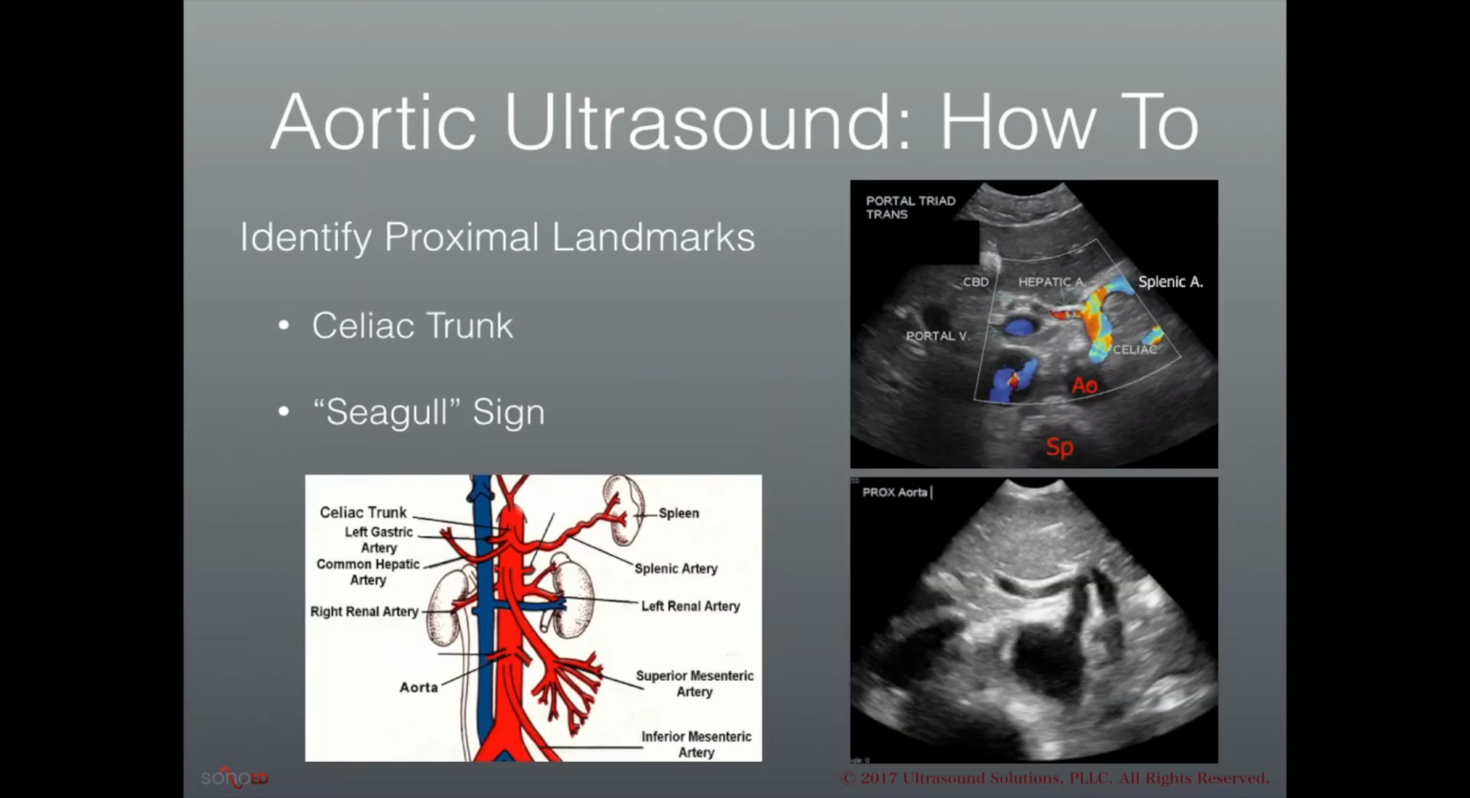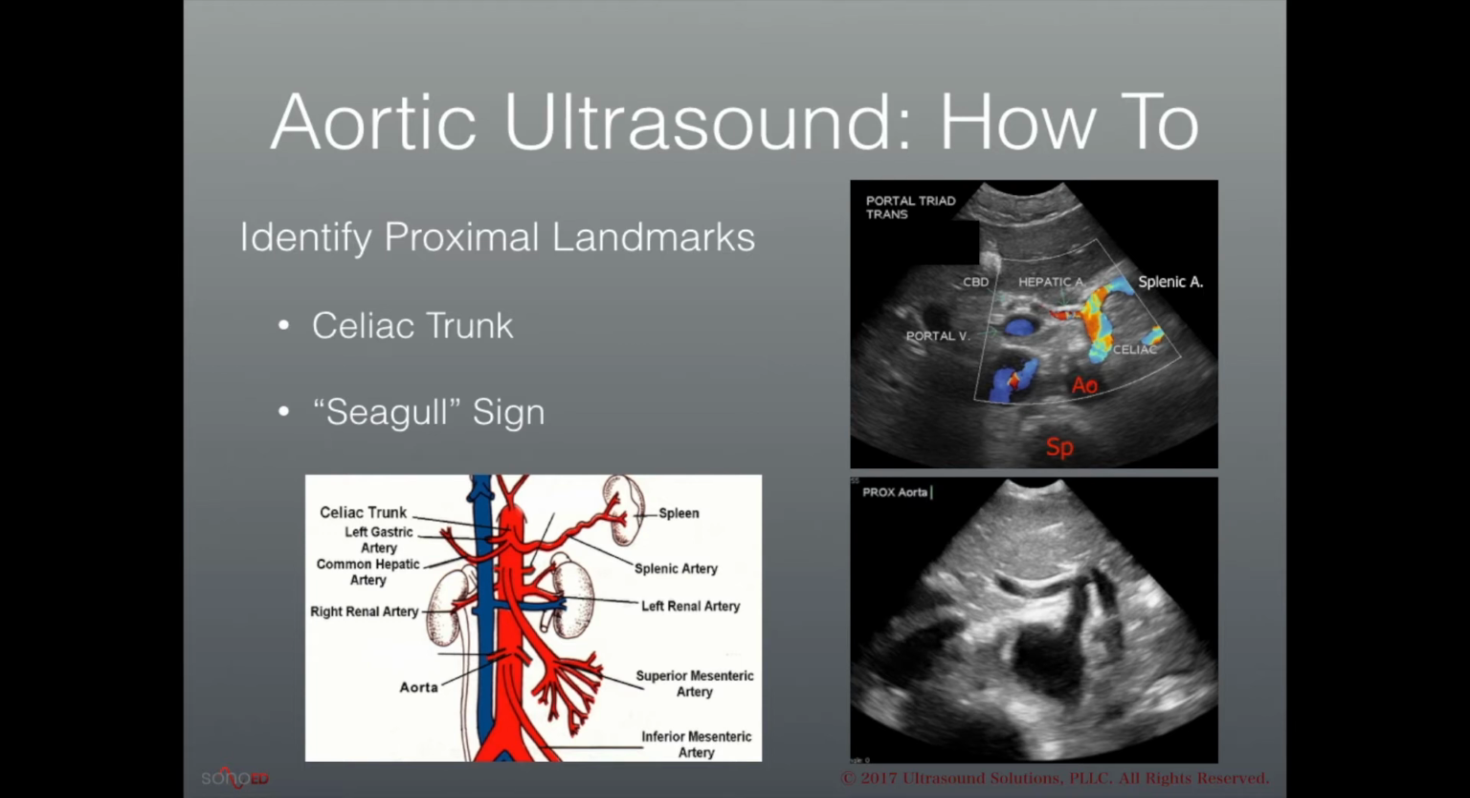In the proximal region of the abdominal aorta, there are certain identifiable landmarks that we want to look for to confirm what we're seeing. The first vascular landmark that you're going to see coming off the anterior portion of the abdominal aorta is the celiac trunk. Remember that the celiac trunk is a short artery that splits into multiple vessels. Traditionally, it has three branches: the common hepatic artery, the splenic artery, and the left gastric artery.